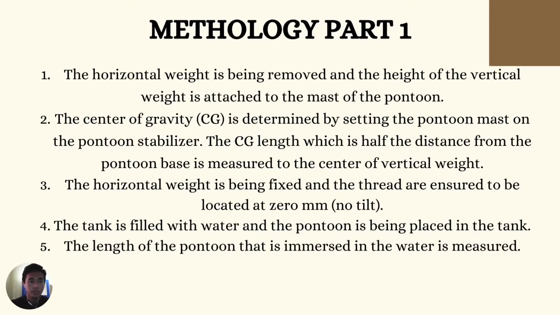So the first step is the horizontal weight is removed and the vertical weight is attached to the mass of the pontoon. The center of gravity CG is determined by setting the pontoon mass on the pontoon stabilizer. The center of gravity length, which is half the distance from the pontoon base, is measured to the center of the vertical weight.